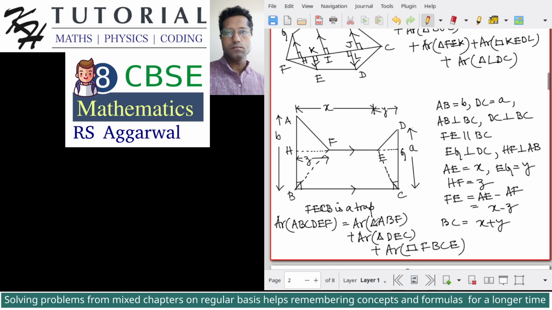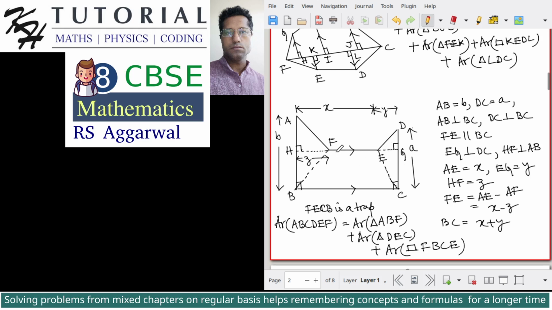The triangles we can find, because for the triangle ABF, the base we can consider as AB, because FH will be perpendicular. So FH is perpendicular to base AB. So we can find from the formula half base into height. HF we know is Z and AB we know as B. Similarly, for the triangle DEC, we know that EG is perpendicular to DC. So we can consider DC as the base and EG as the altitude. So the area of the triangles is no problem.